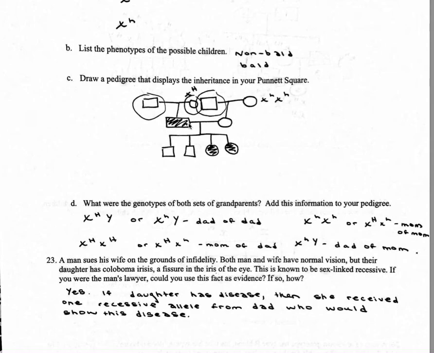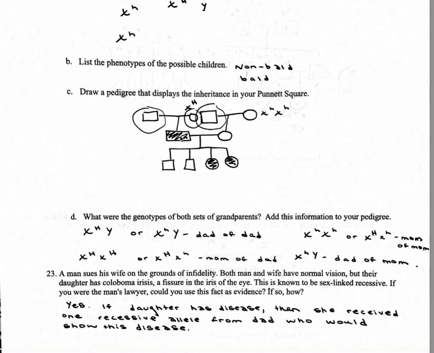Now, in order for this guy to have gotten the X big H, it doesn't depend on his father at all, right? Because he got the Y from his dad. So his dad could be X big H Y or X little h Y, right? We don't know if the dad of the dad, this guy right here, is affected. So it could be either of those because we're just relying on the Y chromosome. For the mom, she had to give him a big H, but we don't know if she was X big H X big H, or X big H X little h. So she could be either of those two, okay?